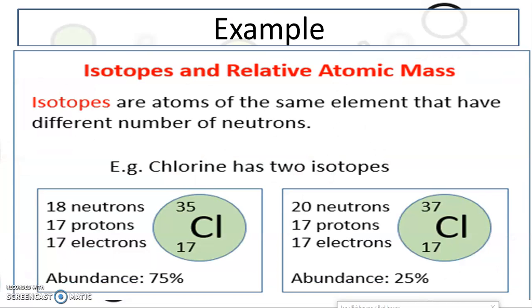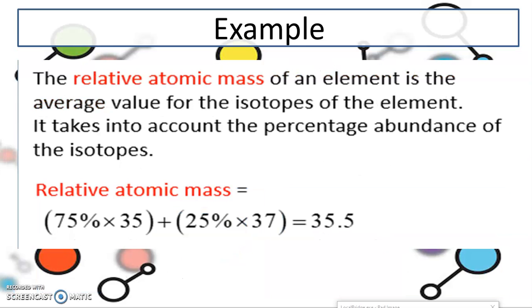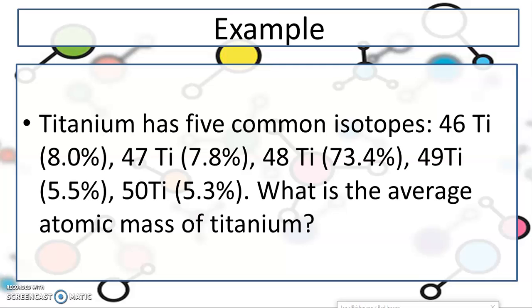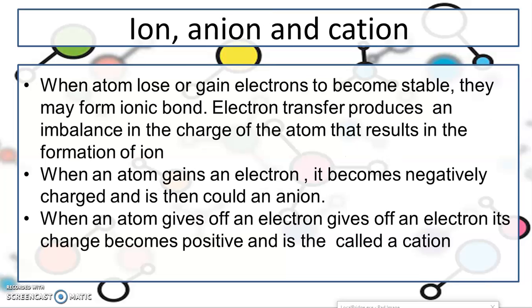So, examples of isotopes: chlorine has 2 isotopes. For example, titanium has 5 common isotopes: 46, which is 8%, and then 47, which is 7.8%, and 48, 73.4%, and then 49 with 5.5%, and 50 with 5.3%. So what is the average isotope mass?